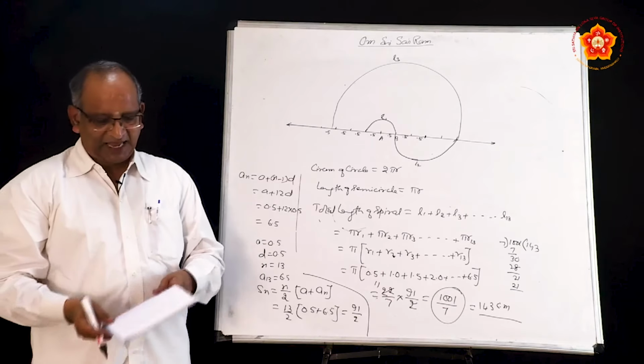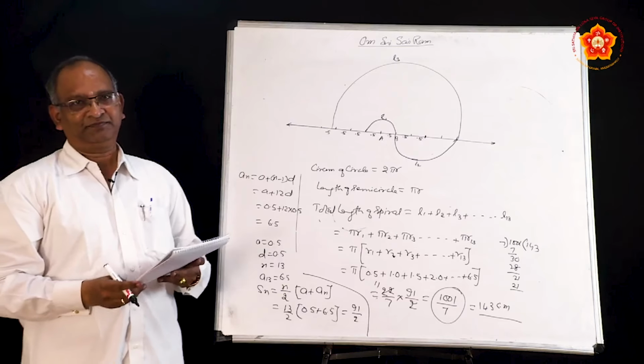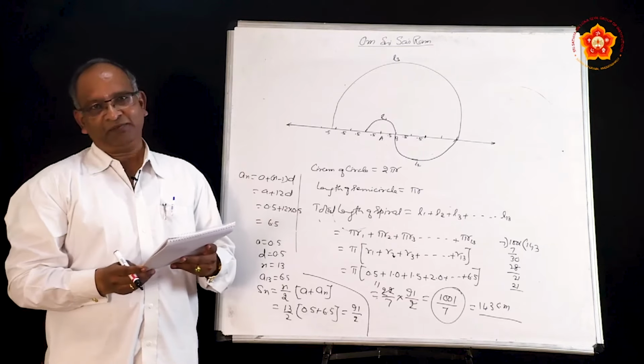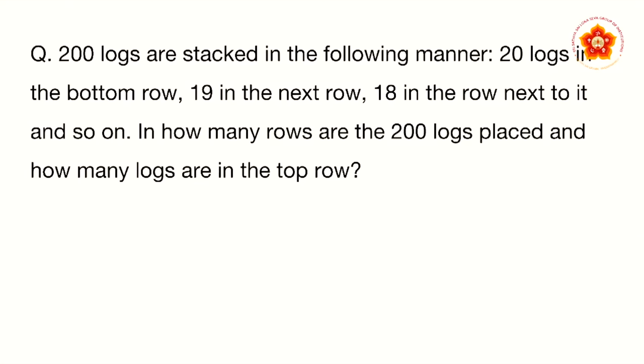In the same exercise, we have the 19th problem. The problem goes like this. 200 logs are stacked in the following manner. In the bottommost row, he has put 20. Above that 19, above that 18, above that 17, above that 16. In this particular manner, logs are being piled up. And what is the total number of logs? 200. The bottommost one, we have 20. Above that we have 19. Above that we have 18, in that particular way.